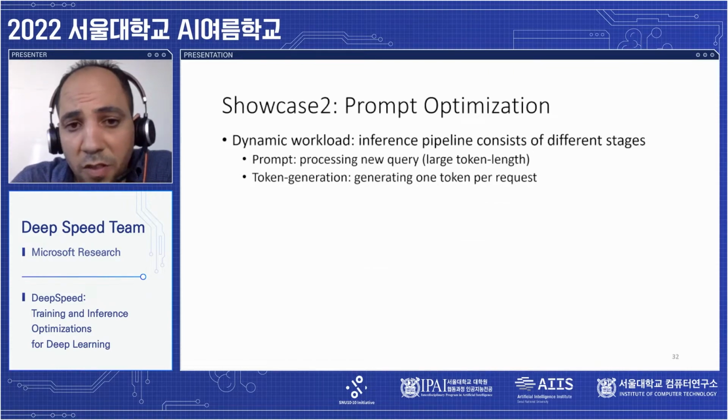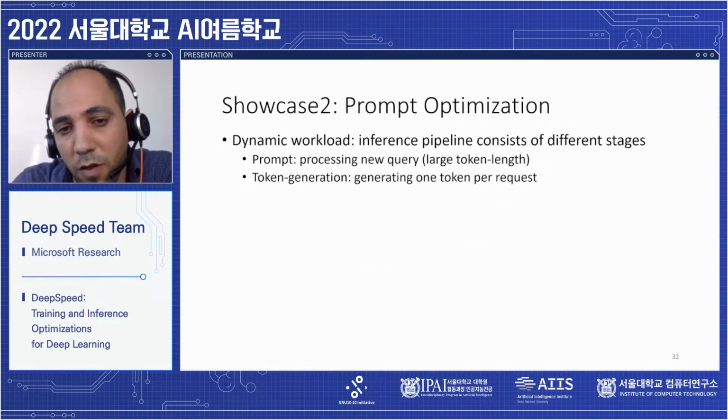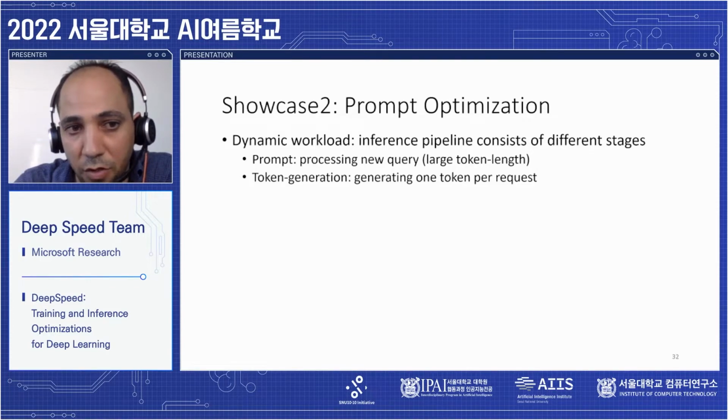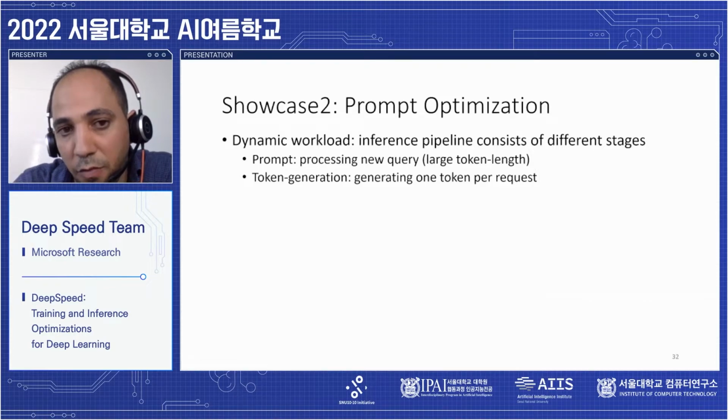The previous application that I was showing you is the token generation, which we already optimized. Now let's get to the prompt optimization part. These GPT-style models have a dynamic workload, and their inference pipeline includes various stages. First, there is a prompt, where we process a new query, which normally has a large number of tokens. And then we get to the token generation phase, where we generate 1 token per request.